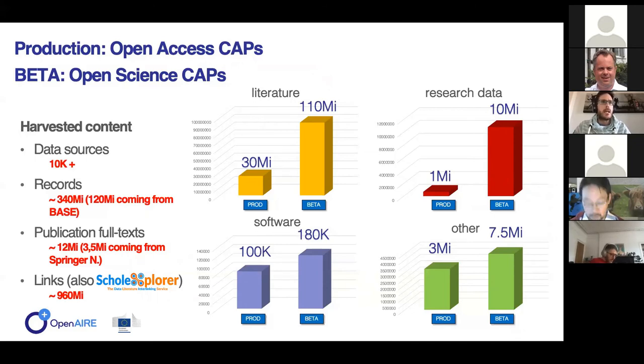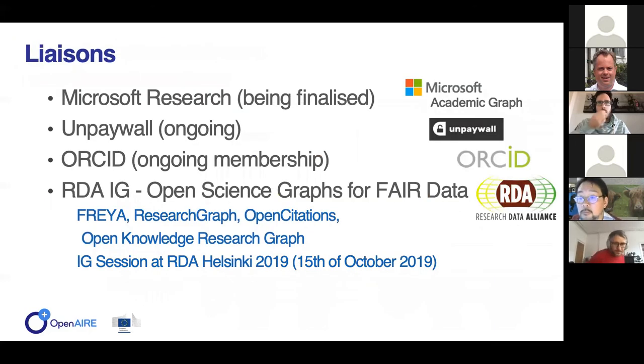But anyway, in a nutshell: 10,000 data sources, 340 million records, 12 million publication full texts, and 960 million links, including the ones that are produced by Scholar Explorer. We have a number of licenses. One with Microsoft Research, because we harvest their content periodically. The other one with Unpaywall, ORCID, as I was saying, and finally the Open Science graphs, towards which we redistribute everything we have.